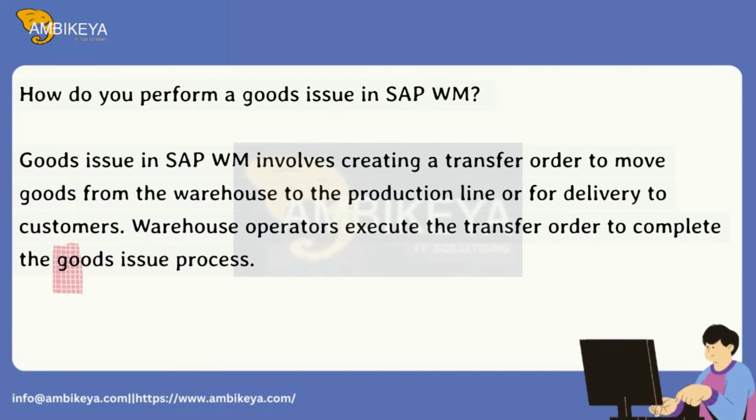How do you perform a goods issue in SAP WM? Goods issue in SAP WM involves creating a transfer order to move goods from the warehouse to the production line or for delivery to customers. Warehouse operators execute the transfer order to complete the goods issue process.